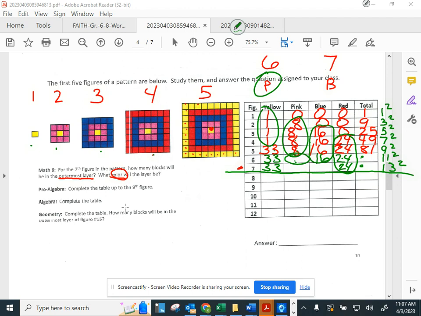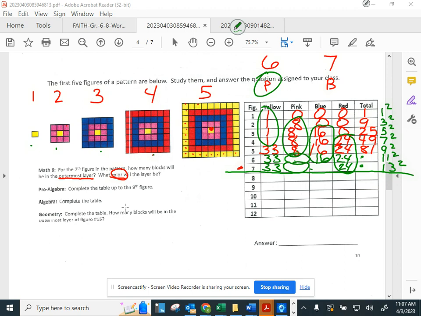Then once we know that, can we fill this one in? Yeah, it's going to be the same. Every 4 are the same. So you can do the same thing to find the blue. Figure out the total, subtract out the ones you know, and you're left with the color you don't know.